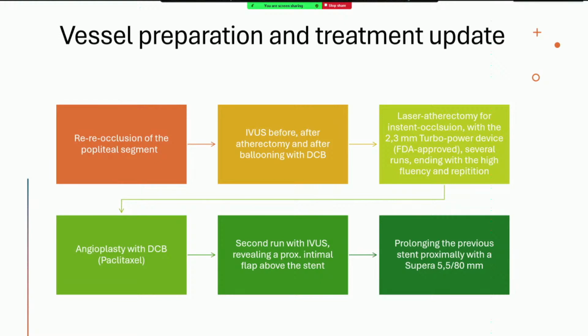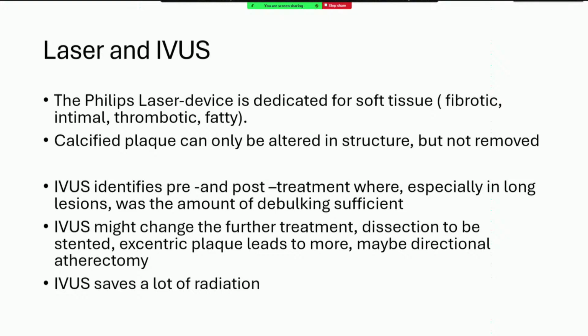So here, the second run with the IVUS revealed a proximal intimal flap, and then we prolonged this with the superior stent. Next slide, please. So, laser and IVUS. The laser device is dedicated for soft tissue. That's the main area where it can be used. Calcified plaque can only be altered in structure, but not removed. So it softens up, like with lithoplasty, and then the balloon afterwards opens up, not with the dog bone phenomenon, but very smoothly and with lower pressure.